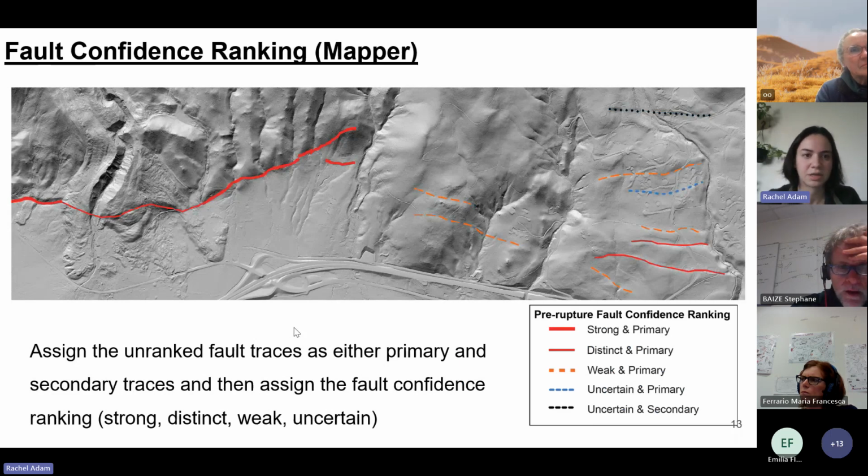distinct, weak, and uncertain. So where I had placed a bunch of triangular facets and scarps, I am pretty strong that the fault is along this range front. But then in other areas where I don't have as many GIR placements, or it's more prone to erosion or anthropogenic alteration, I've lowered my confidence for that.